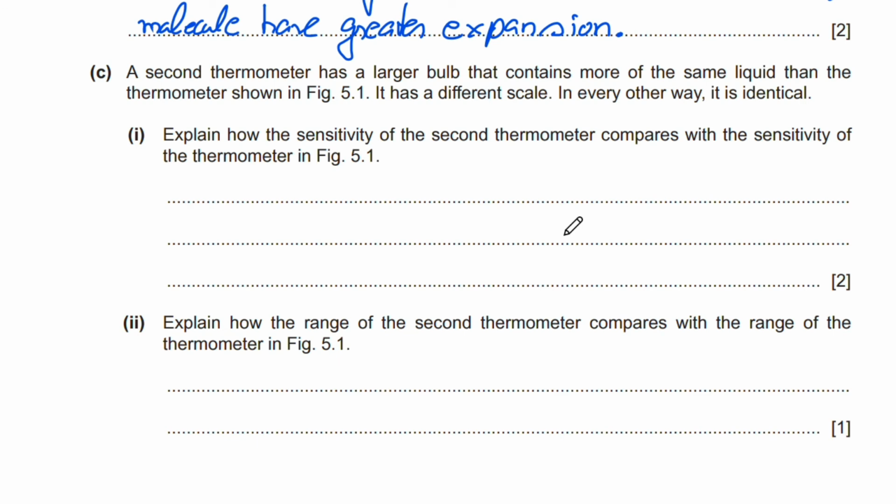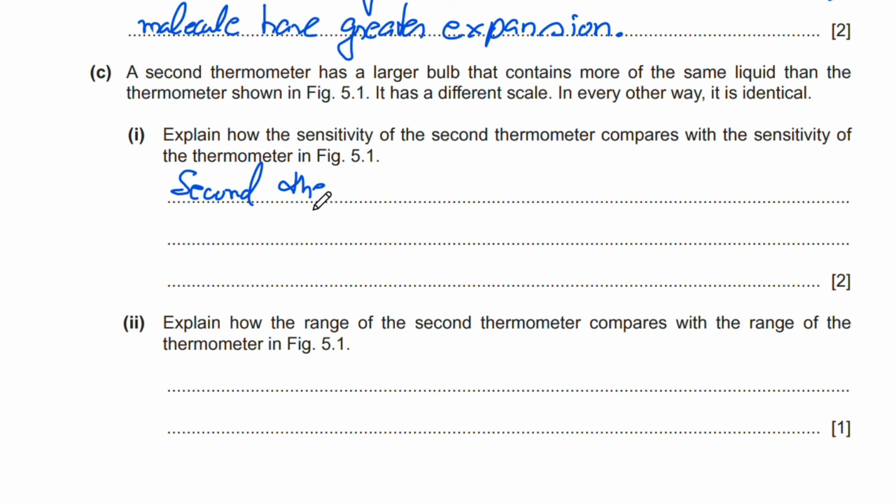A second thermometer has a larger bulb that contains more of the same liquid than the thermometer shown in figure 5.1. It has a different scale. In every other way, it is identical. Explain how the sensitivity of the second thermometer compares with the sensitivity of the thermometer in figure 5.1. Now see, the second thermometer has more volume, or you can say it has more liquid than the first one. Hence, it will move a greater distance, making it more sensitive.